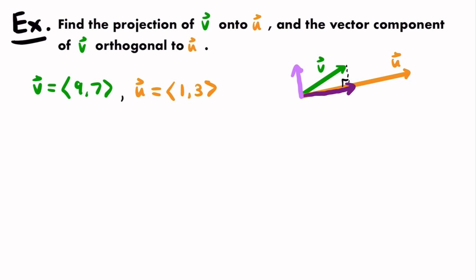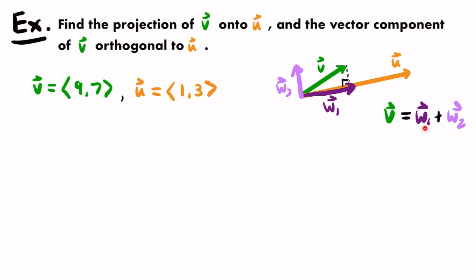The reason we call these two vectors vector components of vector v is because if we were to add those two vectors together, they would be equal to vector v. So let's label them. I'm going to call our projection vector, vector w1, and the vector component of v orthogonal to u, this vector right here, vector w2. Vector v is equal to vector w1 plus vector w2. So in this example, we want to figure out what these two vectors are.